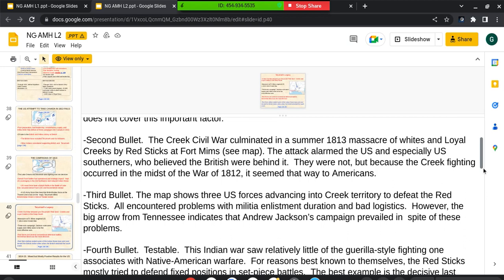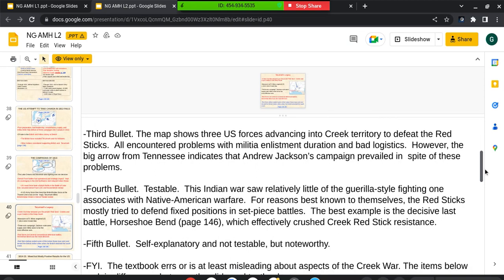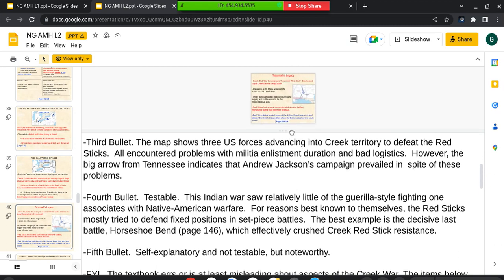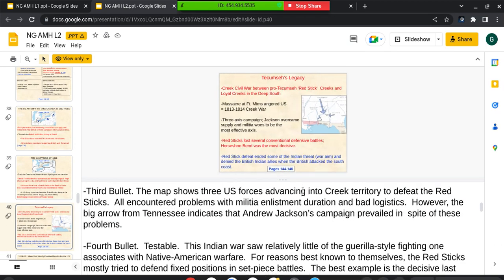The fourth bullet, which is also testable here, is that the Indian Wars saw relatively little of the guerrilla-style fighting one associates with Native American warfare. For reasons best known to the Red Sticks, they mostly tried to defend fixed positions and set-piece battles. The best example is the decisive last battle at Horseshoe Bend, which effectively crushed the Creek Red Stick resistance. So what's testable here is that the battle at Horseshoe Bend was what led to the Native American resistance being crushed.